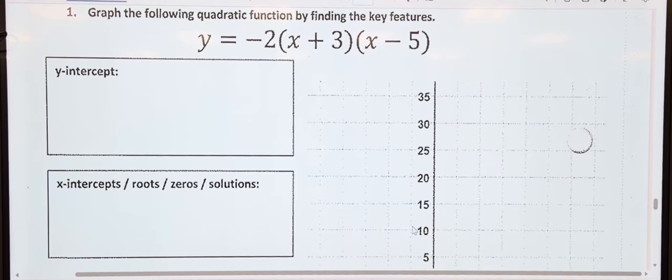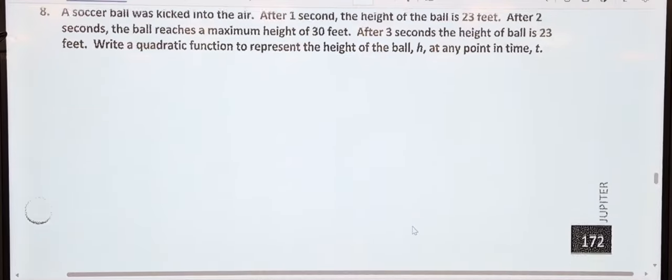What form is this? Is this the standard form of a quadratic function? Is it standard form? Is it vertex form? Or is it factored form? Is this vertex form? No. How do we know it's not vertex form? What in here tells you it's not vertex form? What do we look for in vertex form? H and K, right?